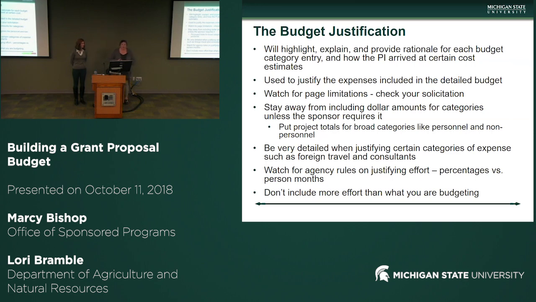Oh, I got down here too. Watch for agency rules on justifying effort, percentages versus person months. Some agencies do not want to see percentages. They only want to see person months, and others are the exact opposite. So a lot of people include both, but just make sure that you check your RFP.